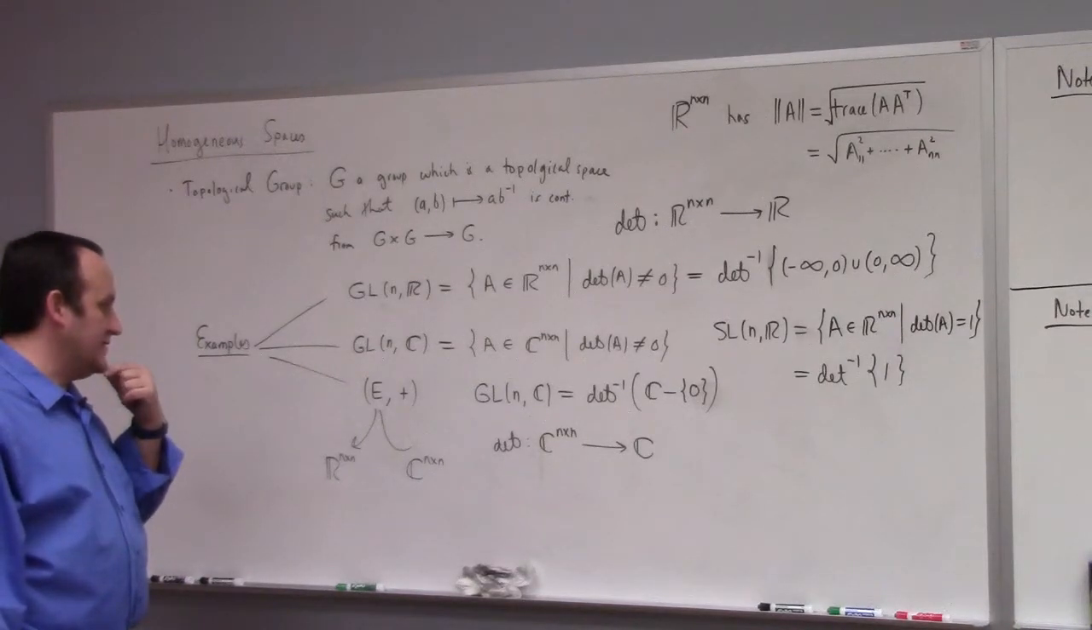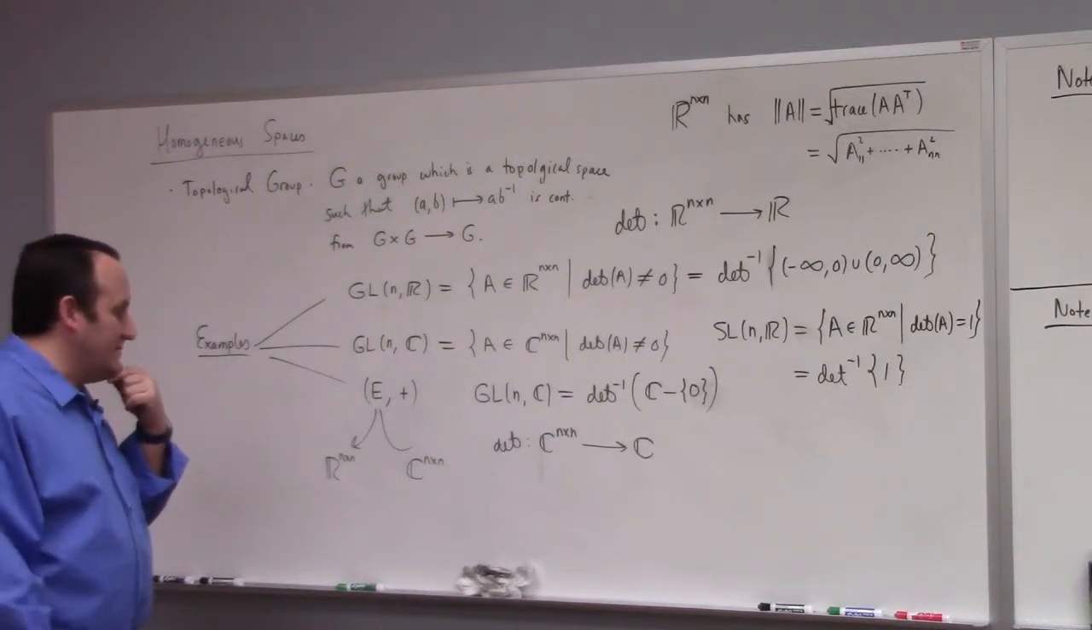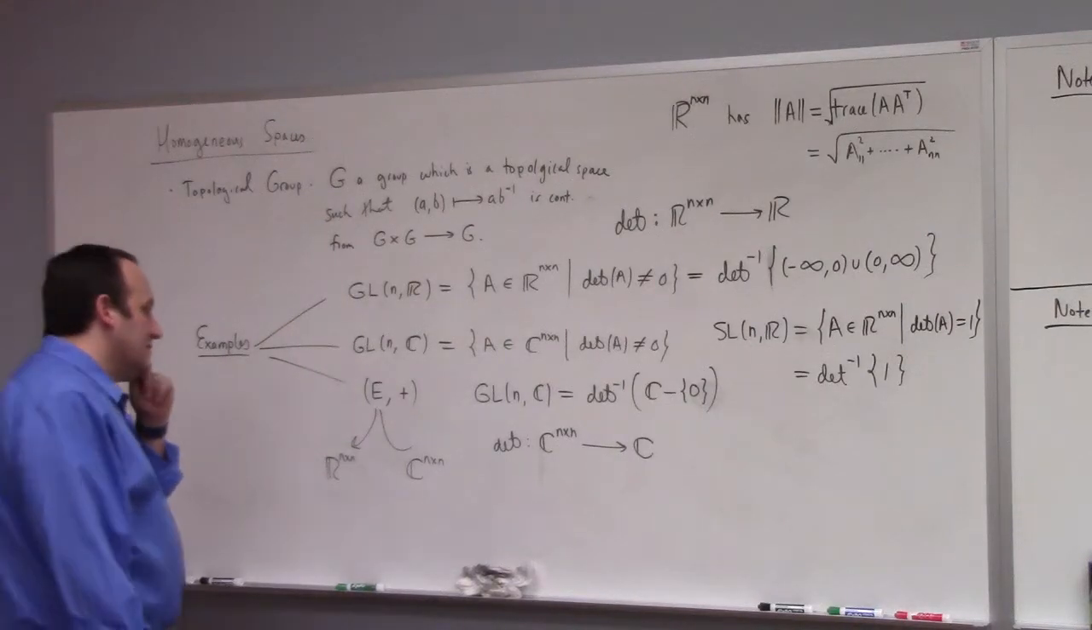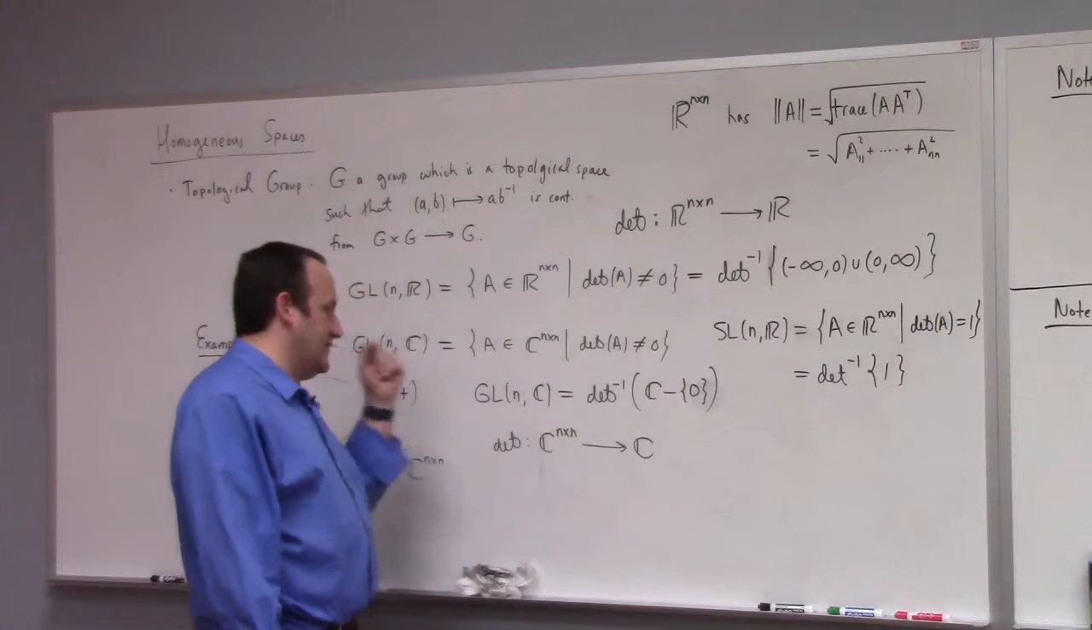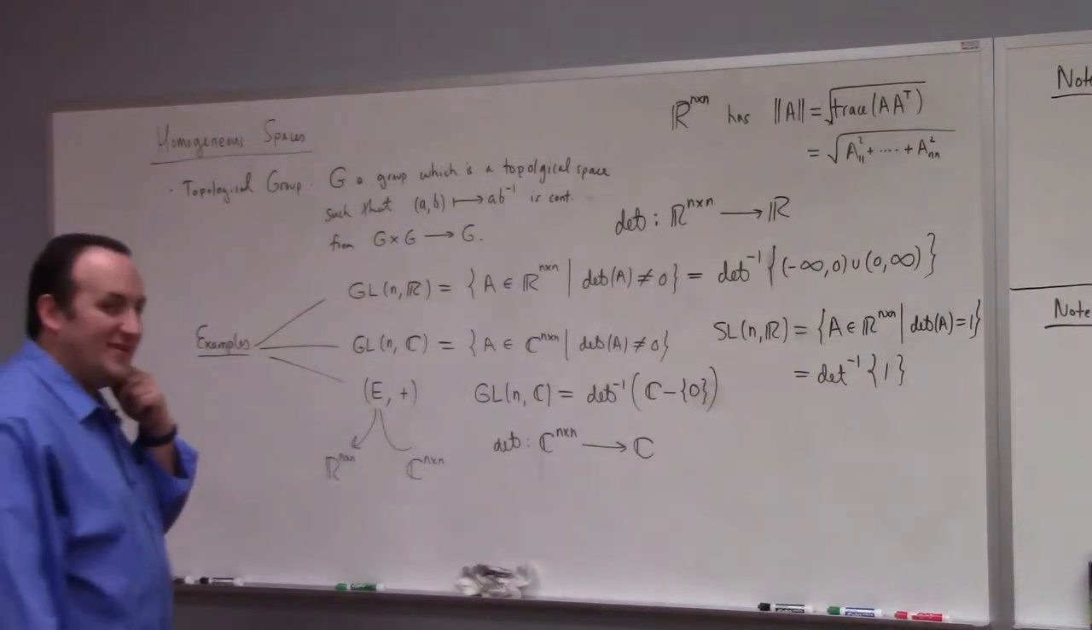Let's see here. How to see GLNC is connected? You're saying that's not enough? Right. I mean, that gives us hope. It gives us hope that GLNC was connected. How to actually prove GLNC is connected? Prove it's path connected. Okay, very good.